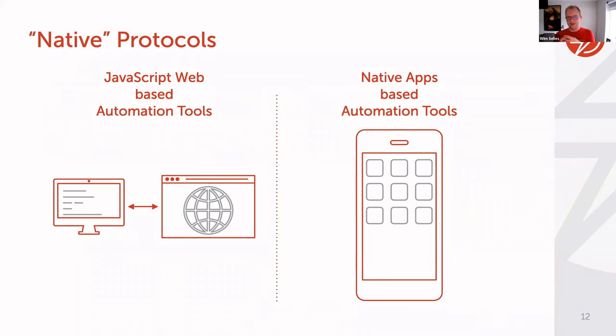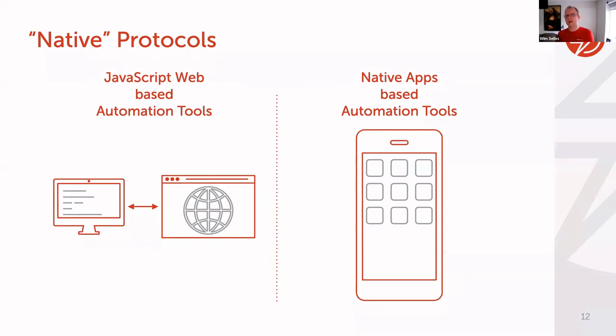That makes it a little bit or much faster in comparison to the WebDriver-based protocols. On the other hand, because you can communicate directly with the browser, you also have access to some source code. You could manipulate stuff in that browser to make test cases easier, to see if certain functionality is being called without even touching the UI itself. That's the advantage of the JavaScript web-based automation tools.